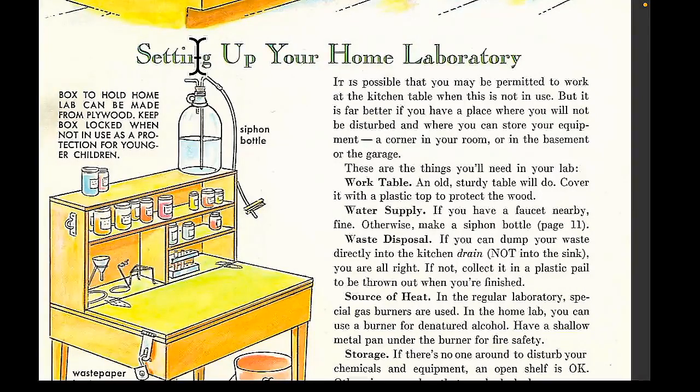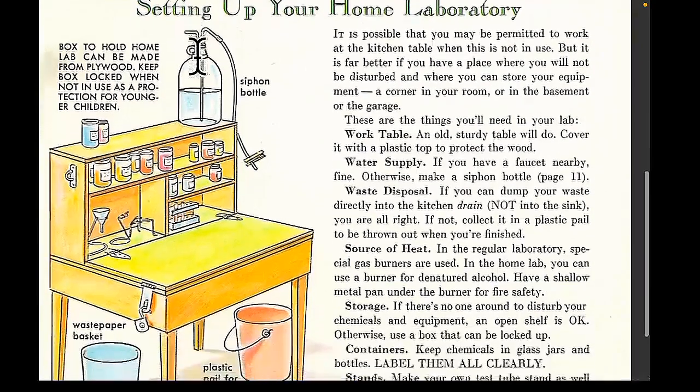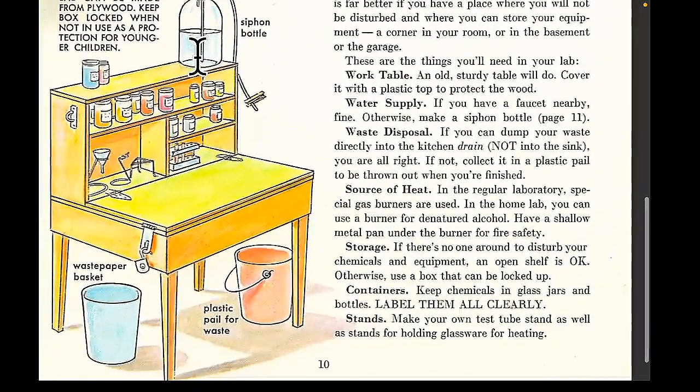It is possible that you may be permitted to work at the kitchen table when this is not in use, but it is far better if you have a place where you will not be disturbed and where you can store equipment. A corner in your room or in the basement or garage. These are things you will need in your lab. Work table: a sturdy table will do. Cover it with a plastic top to protect the wood.